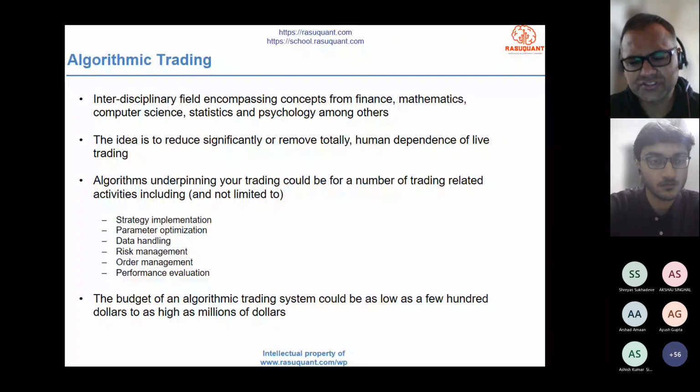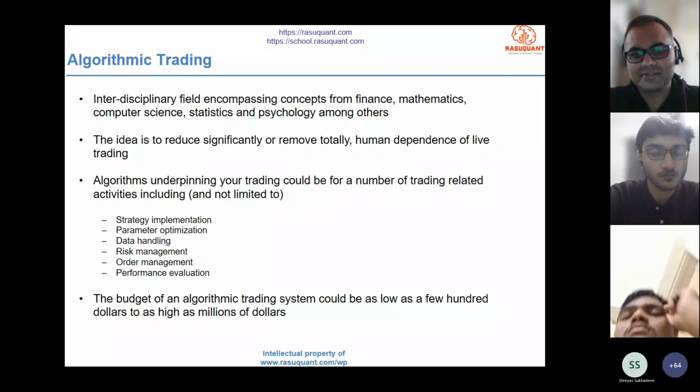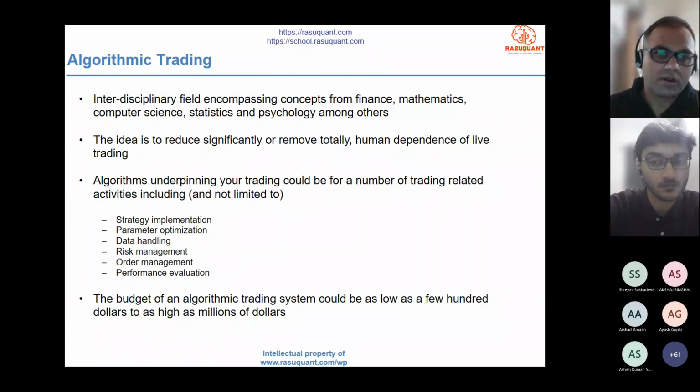The level of sophistication is obviously going to be different for different people, but that's fine. Even if you are able to use a very simple computer program to automate even your basic order management activity, that's a big step towards this field of algorithmic trading. Okay, so just understand that. And like I said, the budget of an algorithmic trading system could be as low as a few $100 to as high as millions of dollars. Sky is the limit.